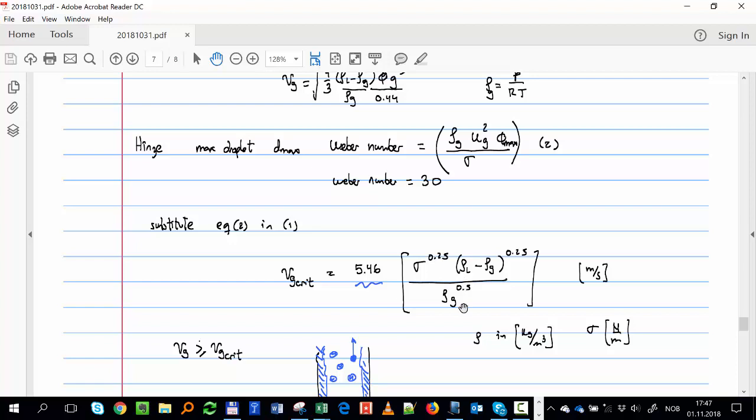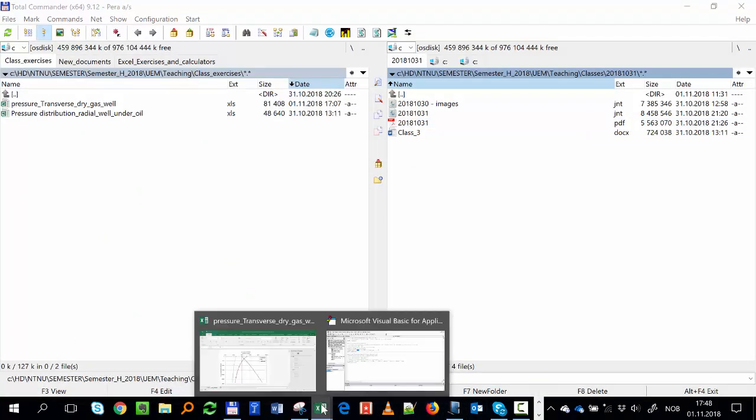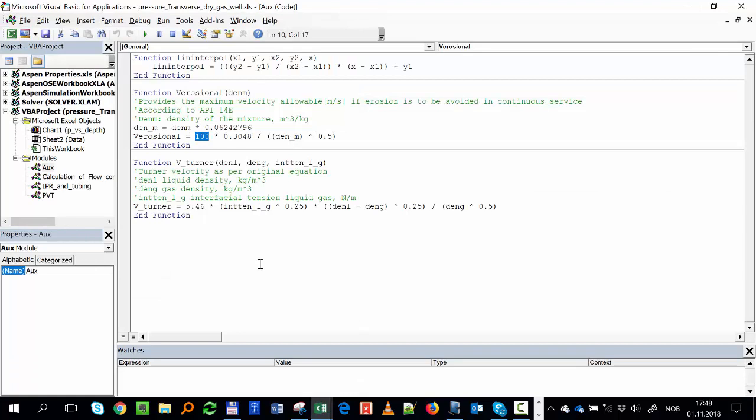For that equation we need the density of the gas, which we already have. We need the density of the liquid. The density of the liquid is going to change with pressure and temperature, but it's a liquid, so it changes very, very little. We can assume a constant number. And we have this interfacial tension, for which I have provided an expression on the Excel sheet.